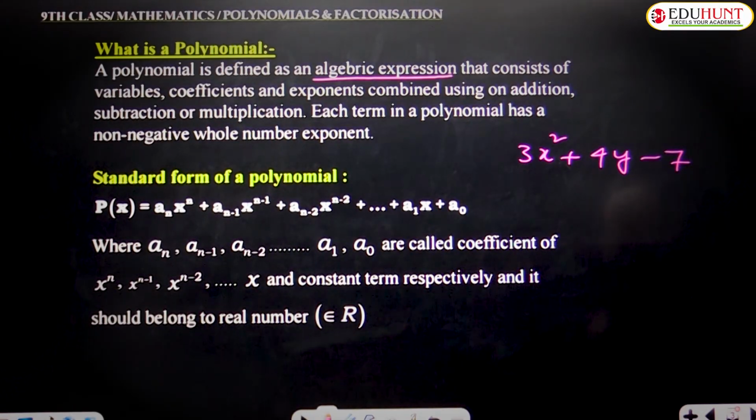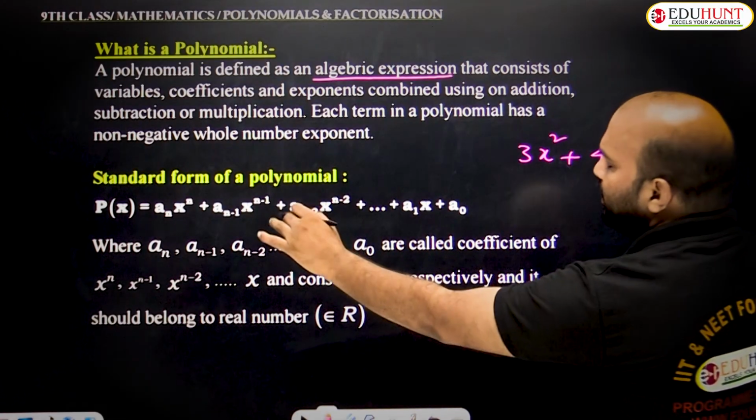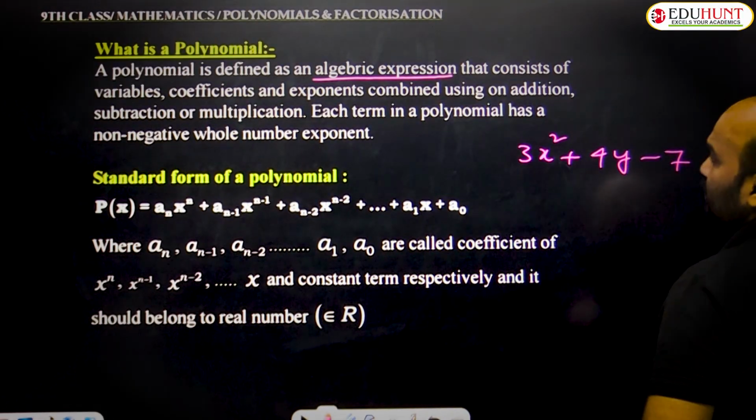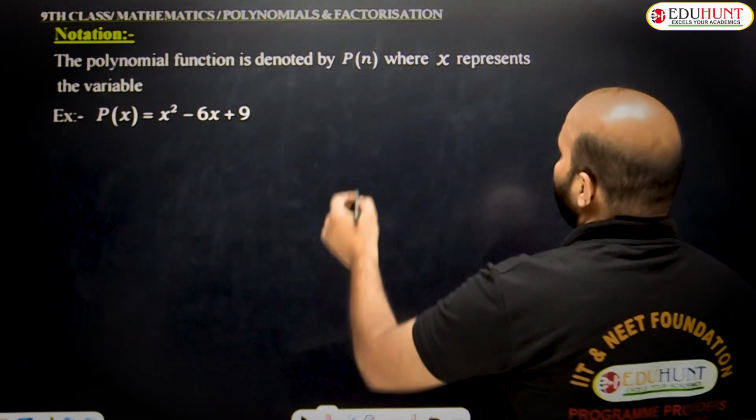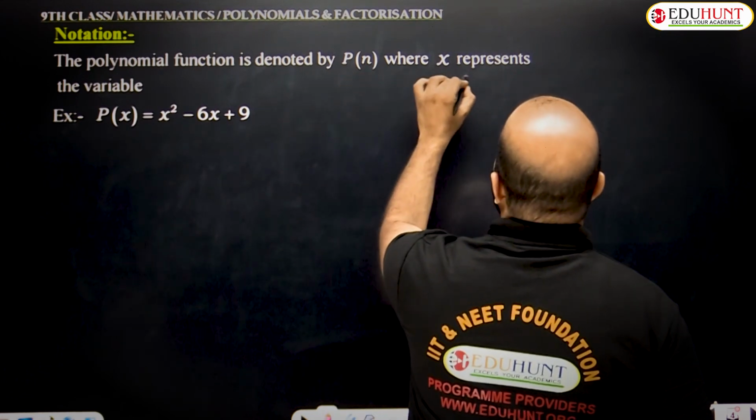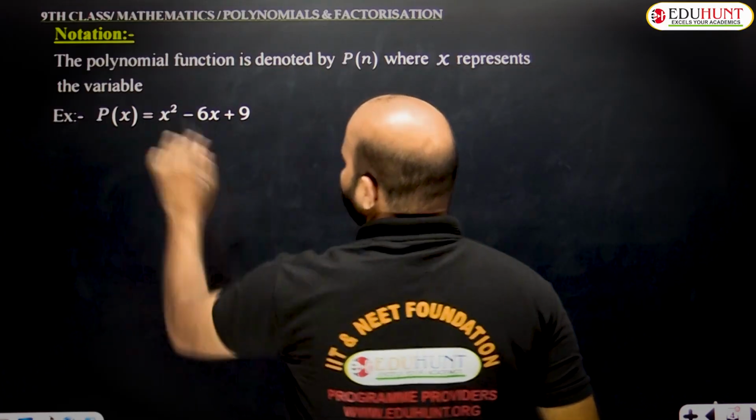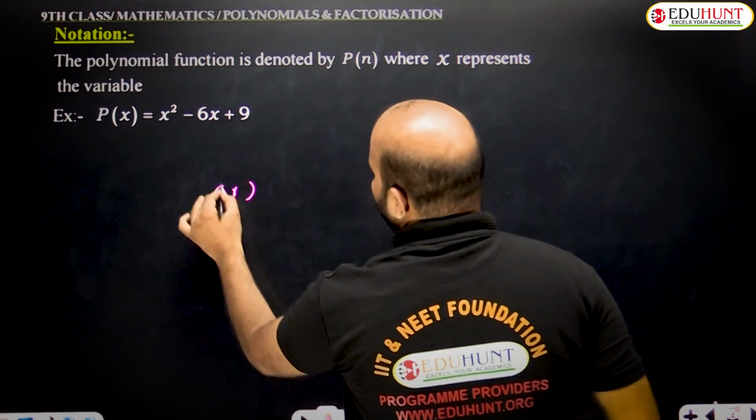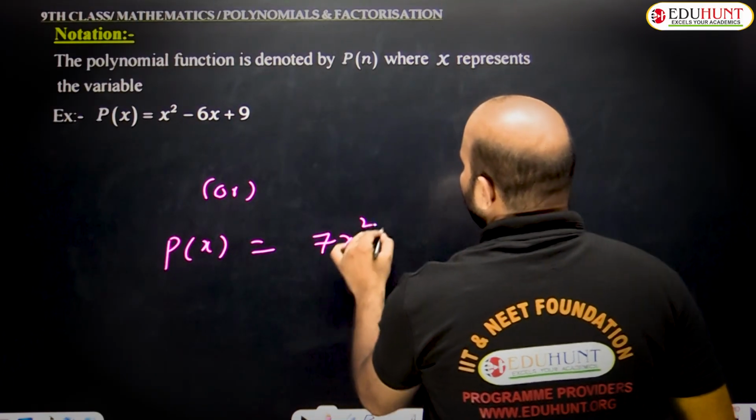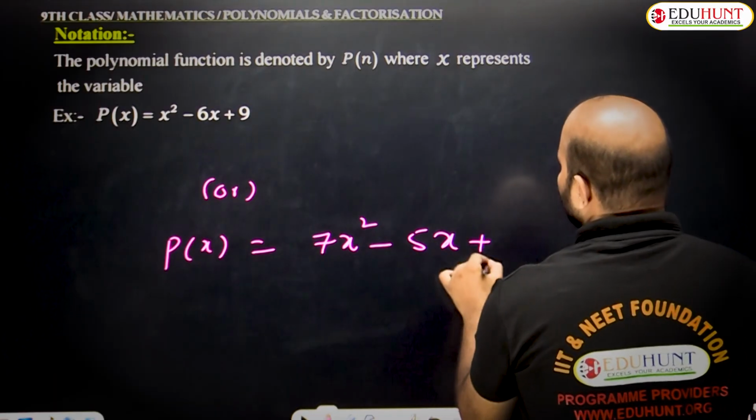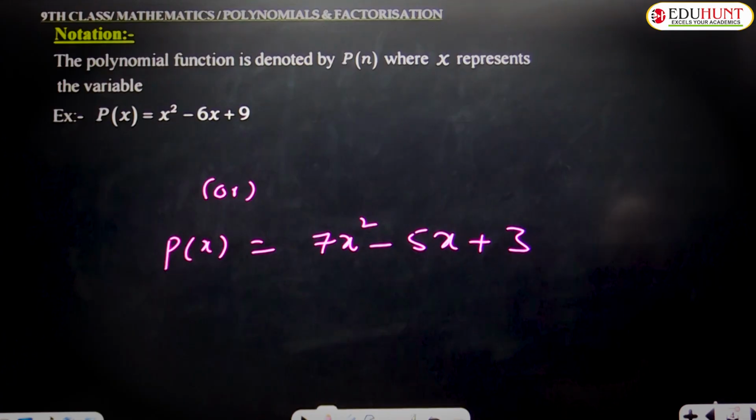It is clear. The standard form of a polynomial is not that important, but it can be denoted as p of x, so clearly we need to understand the notation. The polynomial function is denoted by p of x, where x represents the variable. p of x can be written as x square minus 6x plus 9, that is an example, or p of x equals 7x square minus 5x plus 3. So this is an example of the notation of a polynomial function.